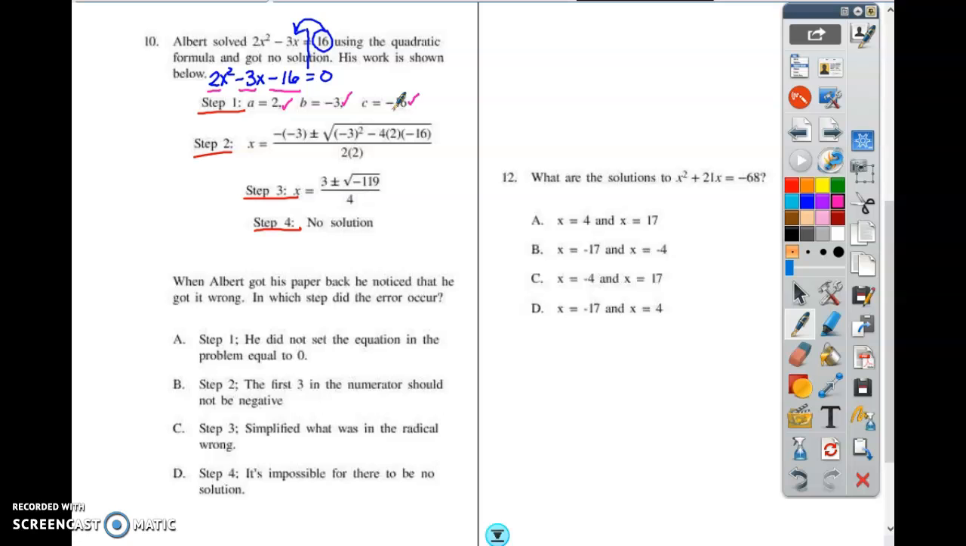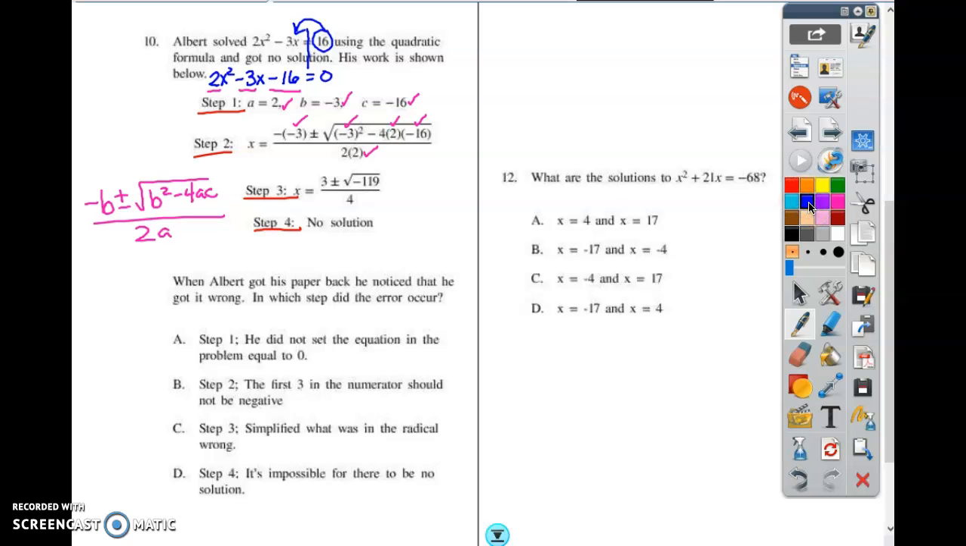Then when you put it in the formula, it says negative b plus or minus the square root of b squared minus 4ac all over 2a. So there should be a negative on the outside. This is your b. That's negative 3, correct. This is b, check. Minus 4 times 2, check, times negative 16, check, 2 times a, check. All of that is correct. So step 2 is correct.